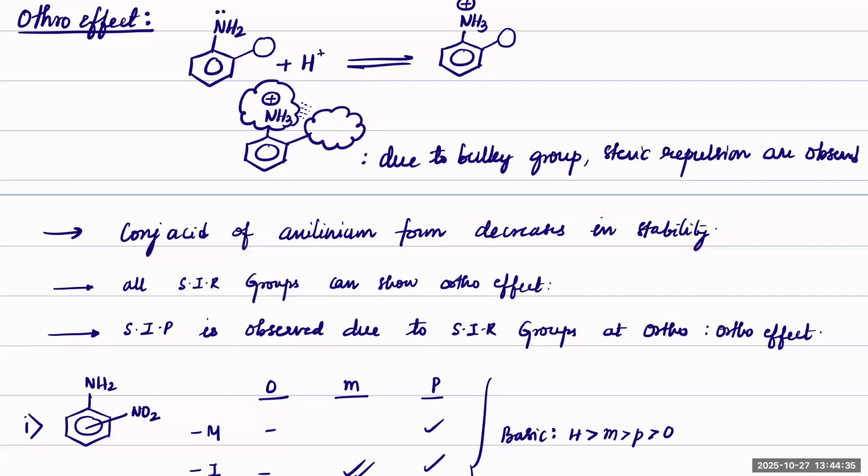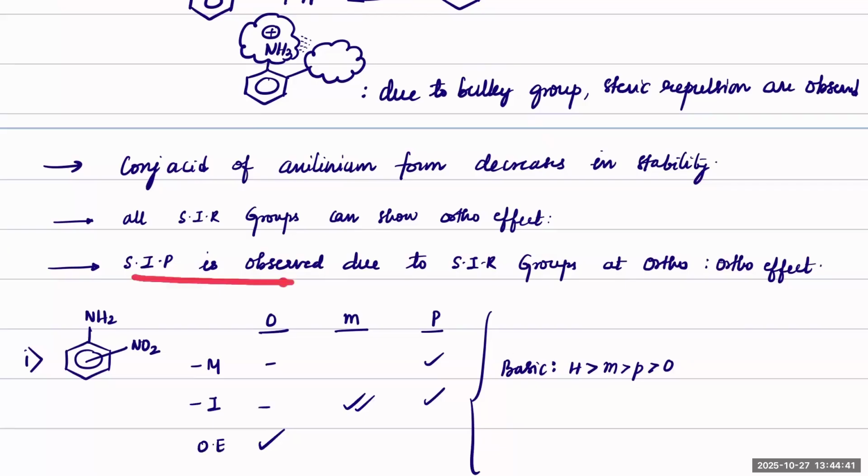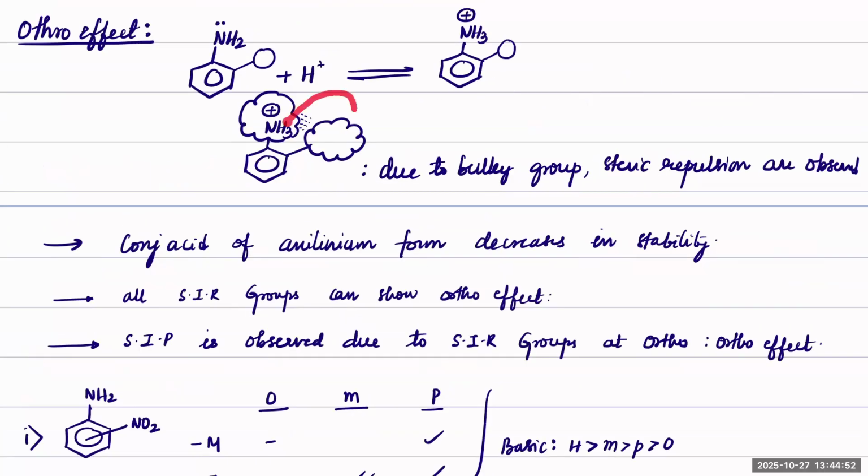All SIR groups can show ortho effect. Okay, all SIR groups can show ortho effect. SIP is observed due to SIR groups at ortho position. SIP means nothing but steric inhibition of protonation. So it is very less likely that the amine will take H plus because it has to handle a lot of repulsions, right? So this phenomenon of not accepting H plus is called SIP, steric inhibition of protonation.